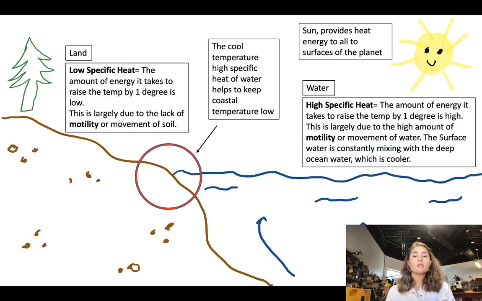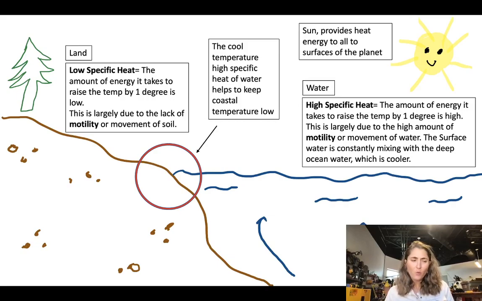So first we need to understand the differences between how land and water heat. We know that the sun provides heat energy to all surfaces of the planet, but land tends to be much warmer than water does on average. So land has what we call low specific heat. Low specific heat just means that the amount of energy it takes to raise the temperature by 1 degree is low. So when the sun hits land, it tends to rise in temperature very quickly.